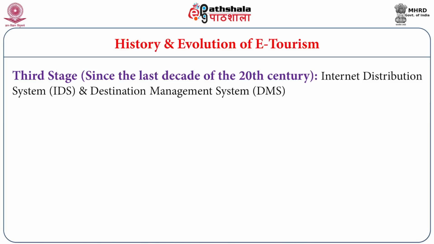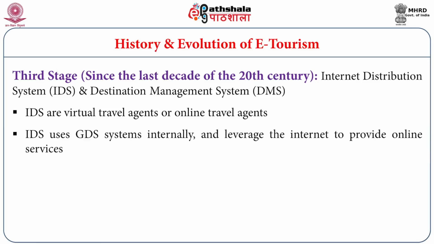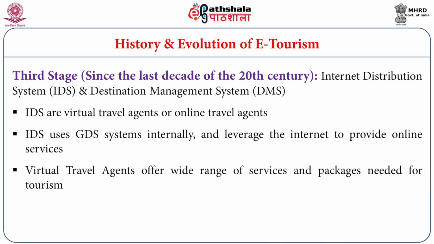And finally, the third and the latest stage, I can say that this is occurring since the last decade of the 20th century. It is called as Internet Distribution System, IDS, and Destination Management System, DMS. IDS is also called as Virtual Travel Agent or also called as Online Travel Agent. IDS uses global distribution systems internally and leverage the internet to provide online services. That's the major difference. Virtual tour and travel agents offer a wide range of services and packages needed for tourism.